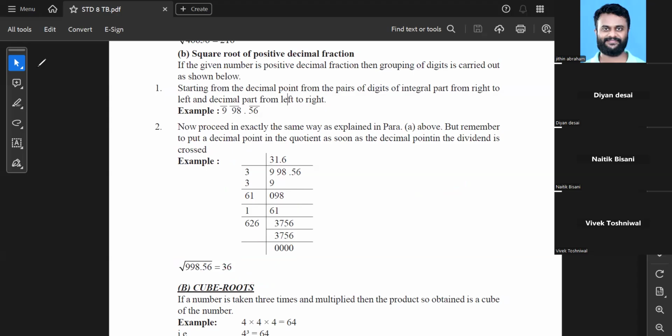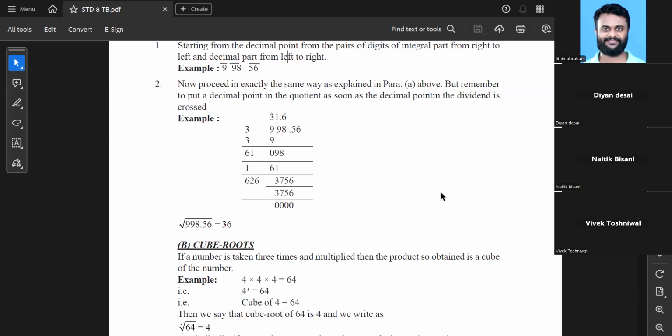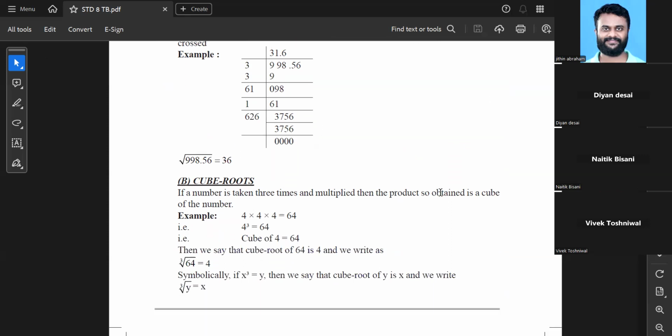Excuse me, sir. Is there any shortcut to find the square root of particular number? We have a few shortcuts. I'll come to those shortcuts. That situation to situation थोड़ा vary करता है. I'll come to those shortcuts. Don't worry. Okay.